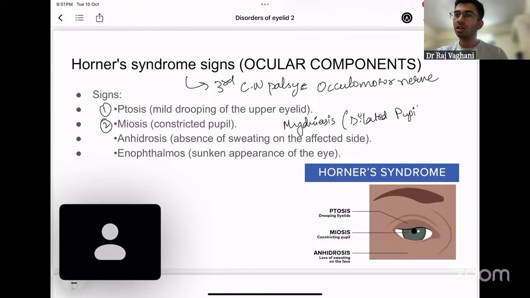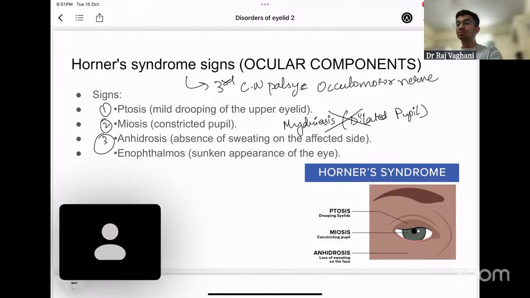It is not seen in Horner syndrome, but I'm just telling you the opposite of miosis is mydriasis, which is a dilated pupil. So, what are the ocular signs we have discussed? We have discussed ptosis, we have discussed miosis. Third is anhidrosis. Anhidrosis means absence of sweating on the affected side.